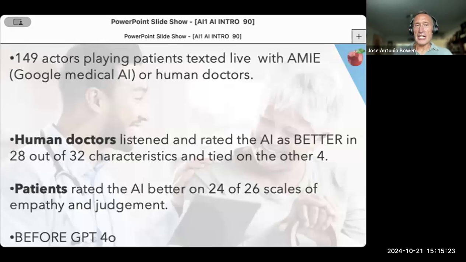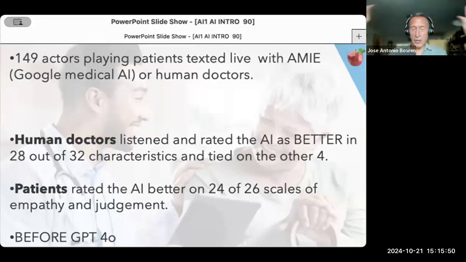But more recently in this study, actors playing patients were texting live with Google's new medical AI, or they were with human doctors, and they weren't told which. Then another group of human doctors listened to the conversations, and they rated the AI as better on 28 out of 32 characteristics. They said AI is better. It's more empathetic. It's giving better diagnosis, and the patients agreed as well.